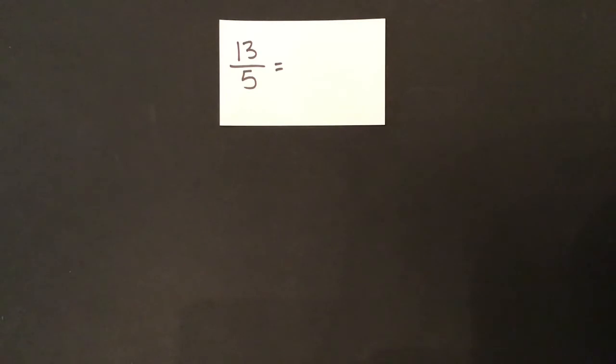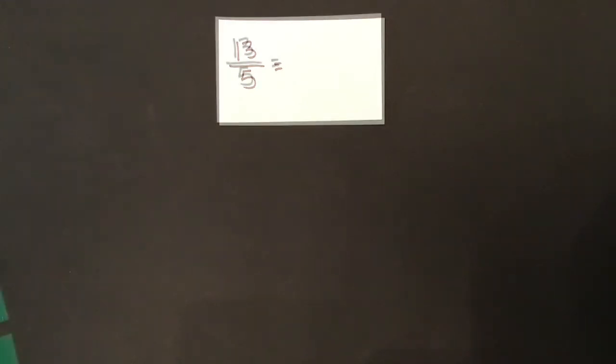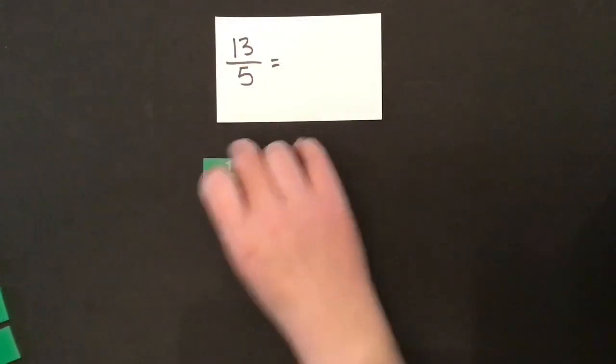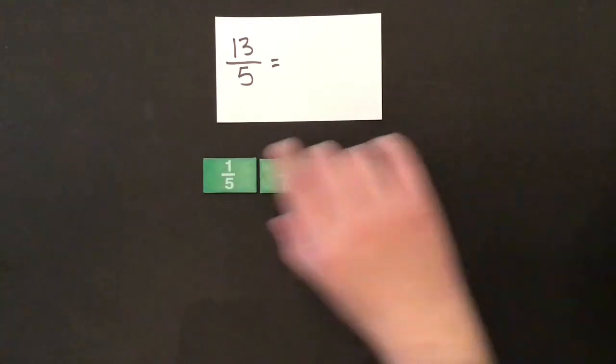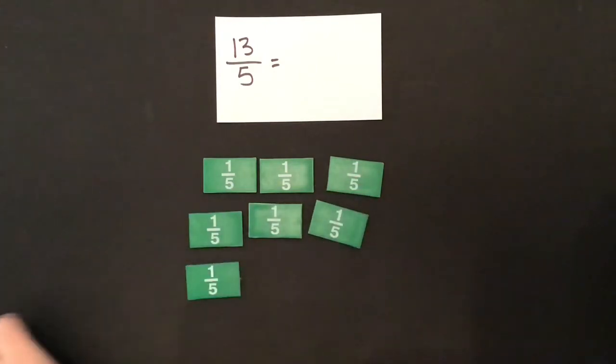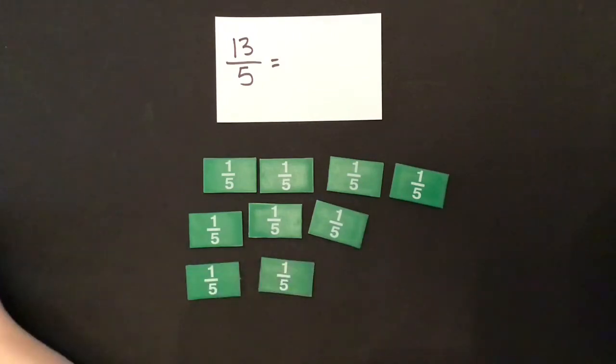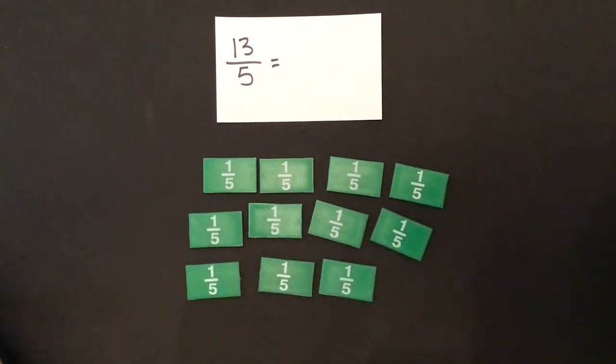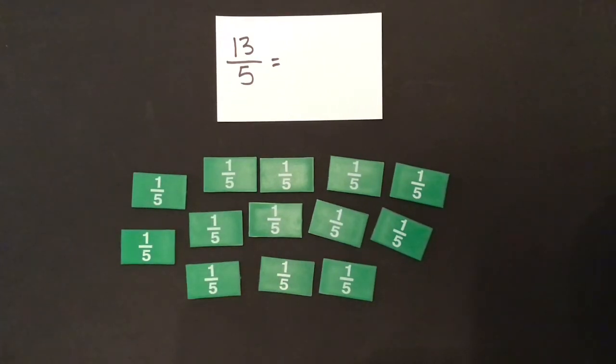I have a huge pile of fifths off to the side. I'm going to count out 13 of those pieces. 1/5, 2/5, 3/5, 4/5, 5/5, 6/5, 7/5, 8/5, 9/5, 10/5, 11/5, 12/5, 13/5. Now I just need to arrange them so that I can easily see how many wholes I have. I know that because 5 is my denominator, it will take 5 pieces to make a whole. So I'll go ahead and arrange those really quick.